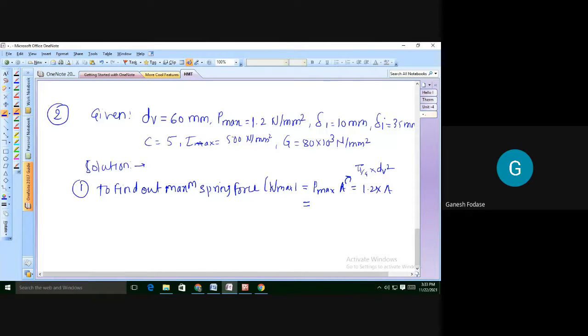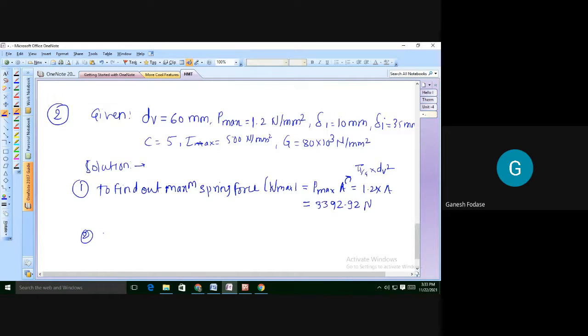Yes, how much value is? Anyone at least? Is it 3392.92? Nearer to this. So it is 3392.92. It is Newton. Okay. So it is value of first spring force.